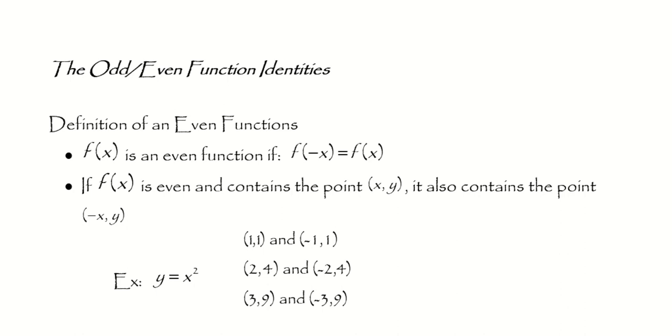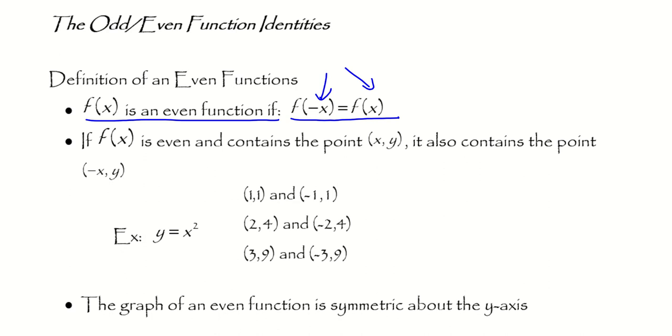So the definition of an even function. So f of x is an even function if we can input a negative x for x, and the result of that is exactly what f of x would give us. Okay, so here's an example. We have this function y equals x squared. So I'm going to use that here.